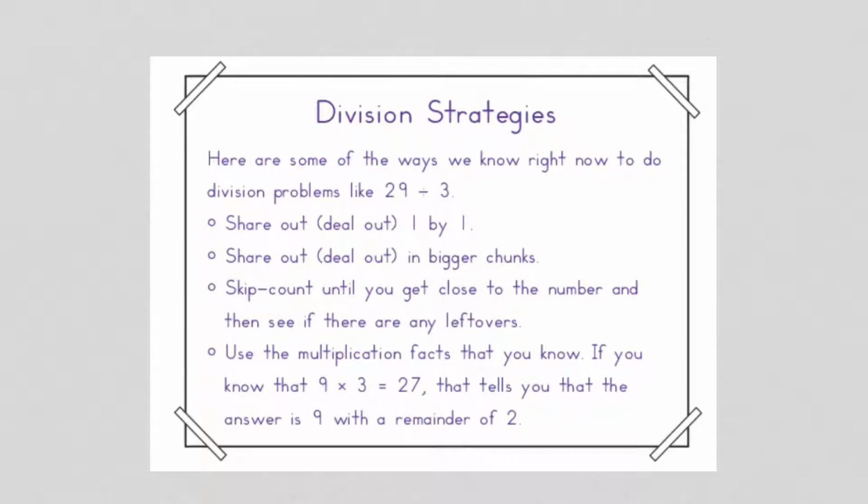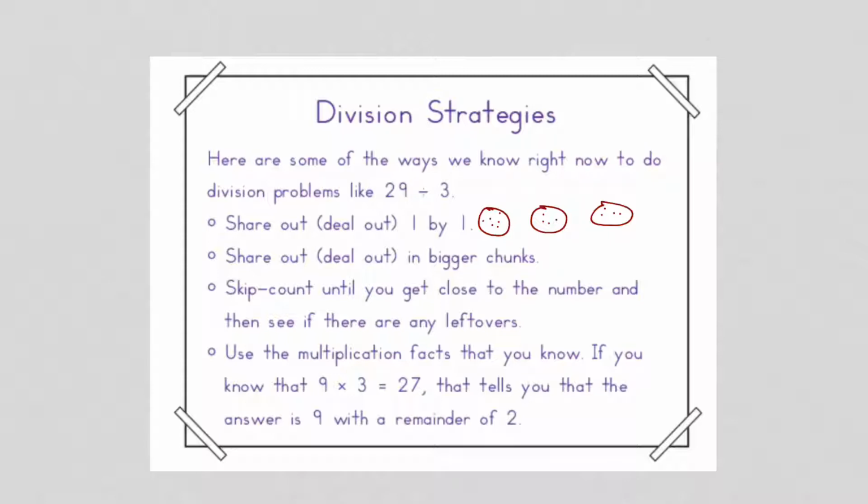On the back side, we're looking at different strategies for solving division. In front of you, you will see that there are 4 different ways that we talk to students about how to divide. In this particular problem, our division is saying 29 divided by 3. The first way is we can share out or deal out 1 by 1, which means that we would take 3 groups and we would simply be putting 1 in at a time until we get all the way up to 29.